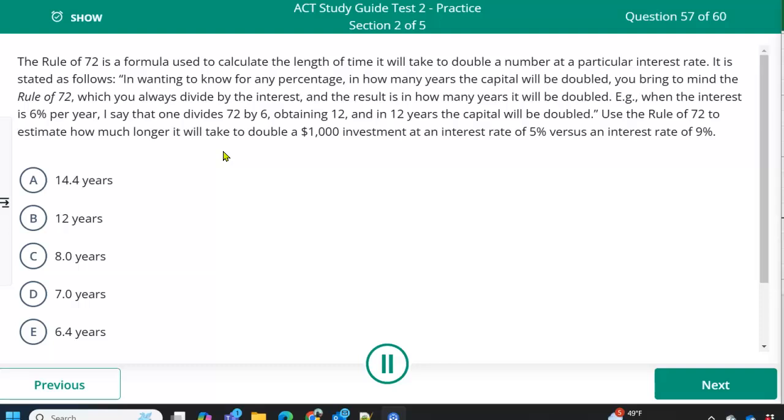Use the rule of 72 to estimate how much longer it will take to double $1,000 at an interest rate of 5% versus an interest rate of 9%. All right, 5% versus 9%.